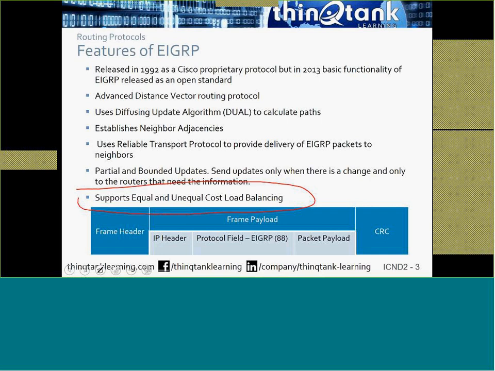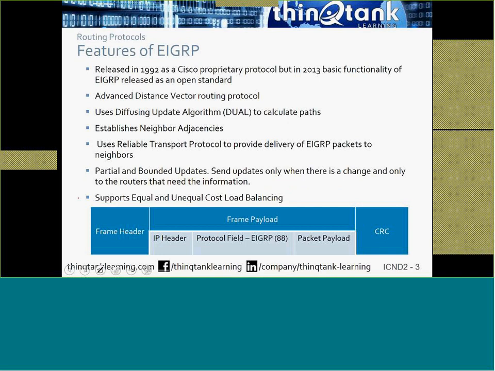You were right the first time to say metrics, right? If the metrics are the same for a destination over multiple links, I will use those links equally to route traffic over both links. But EIGRP is the only routing protocol that supports unequal cost load balancing, meaning that I can even load balance over links that don't have the same metric. It doesn't do it by default, but we'll see how that works, okay?